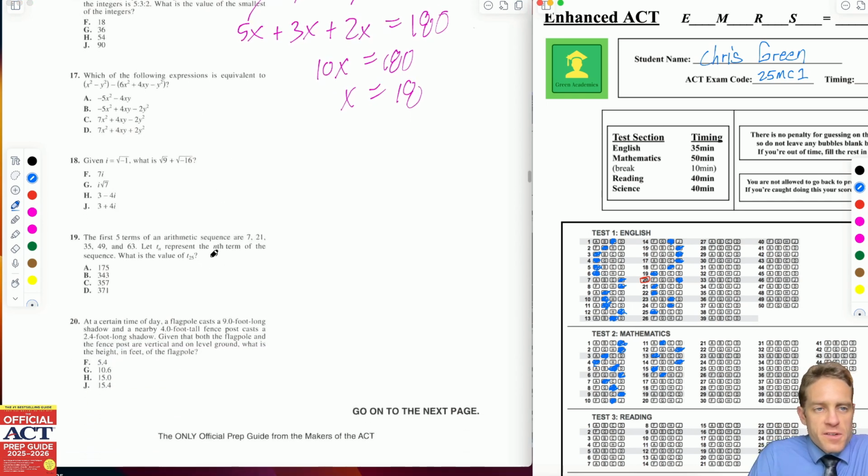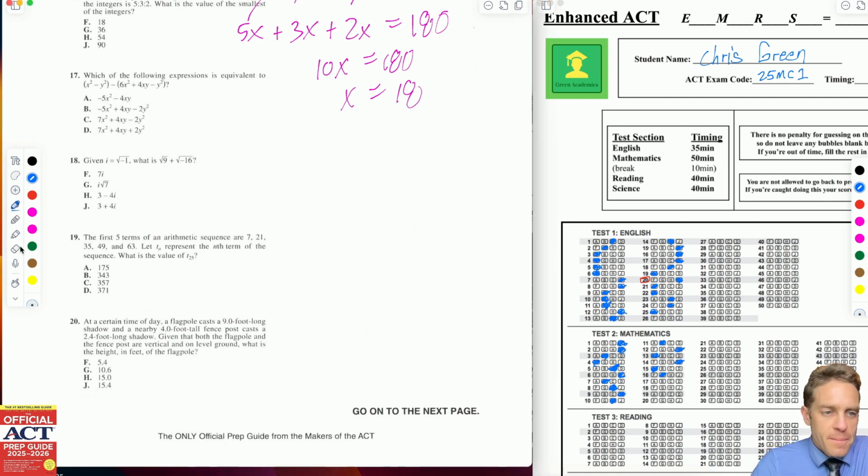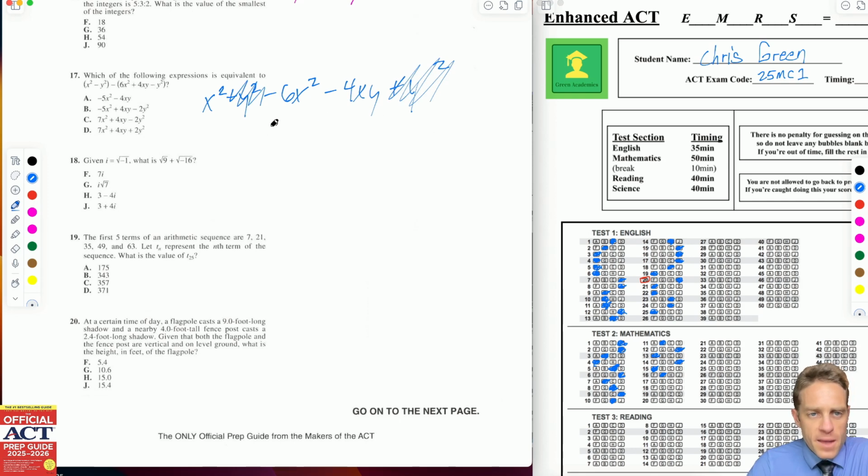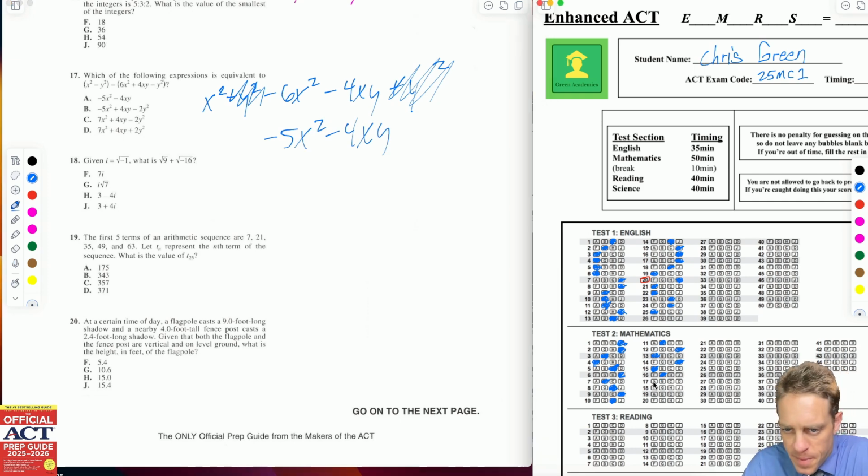Which of the following expressions is equivalent to that? Well, this is just distribution, right? Being sure to distribute the minus sign across what's in the parentheses on the right. So x squared minus y squared minus 6x squared minus 4xy plus y squared. So this y squared and this y squared cancel to nothing. And you're looking at negative 5x squared minus 4xy is A.